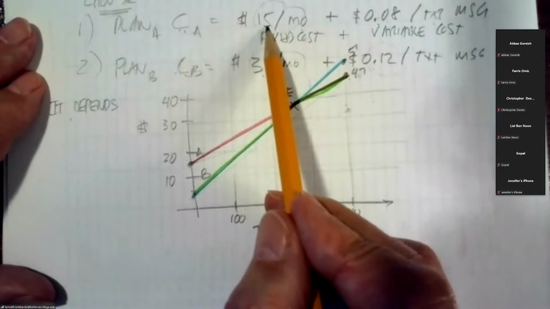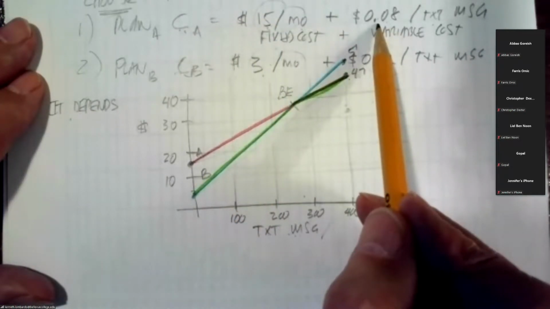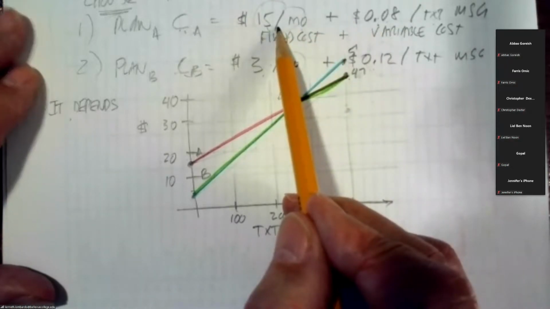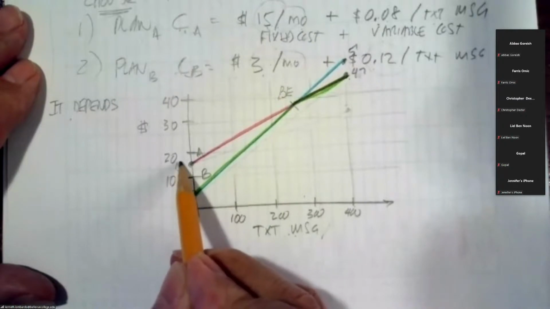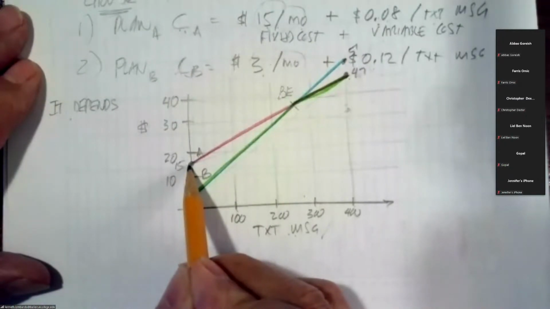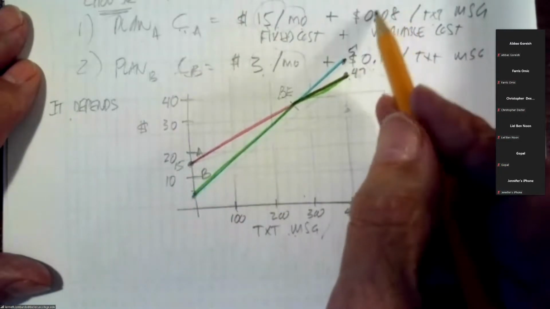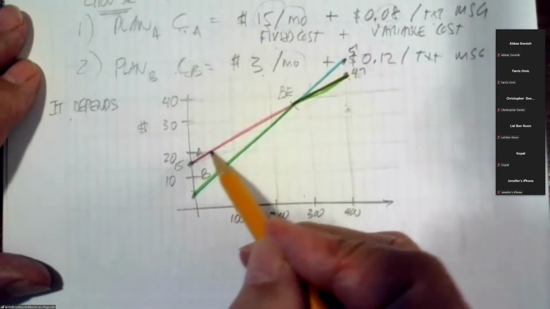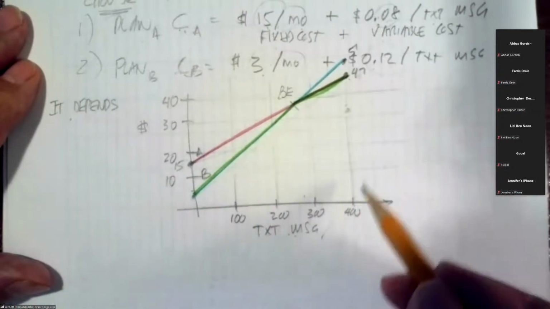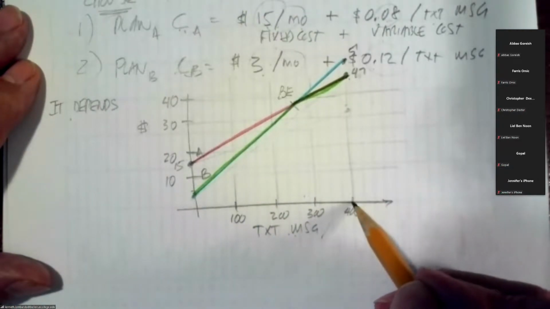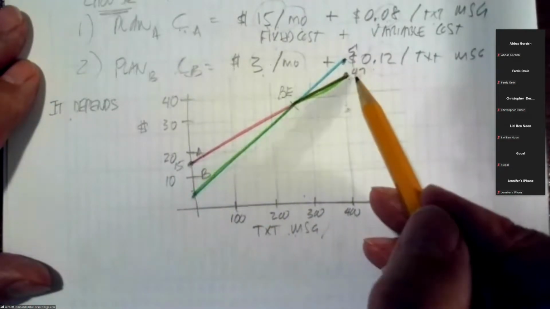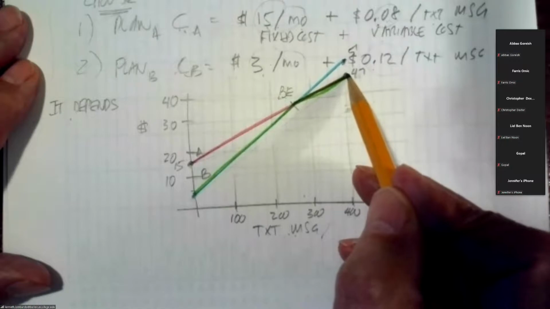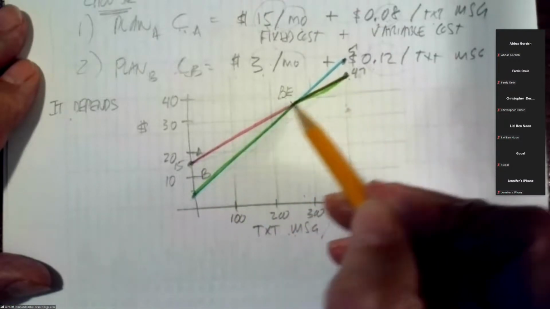One is $15 a month and 8 cents a text message. The 15 was the y-intercept, wasn't it? So I said, here's 15, here's the y-intercept. And it goes up at a rate of 0.08. That's the slope. Here's the value here, going up at 0.08. And I went out here 400 times 0.08 and added it to this 15, and I got 51 out here. I got 47 out here. So I went up at this rate here. That makes sense?